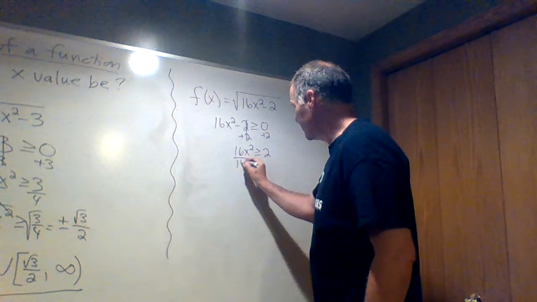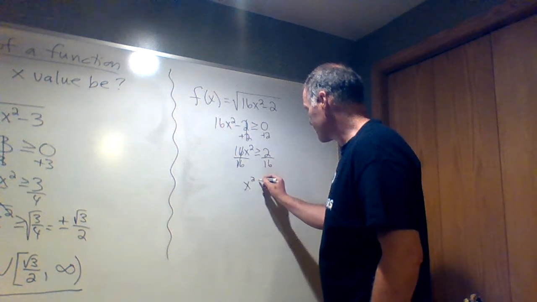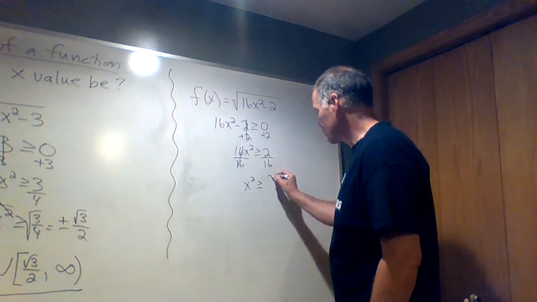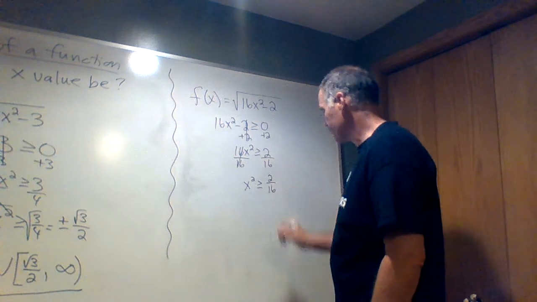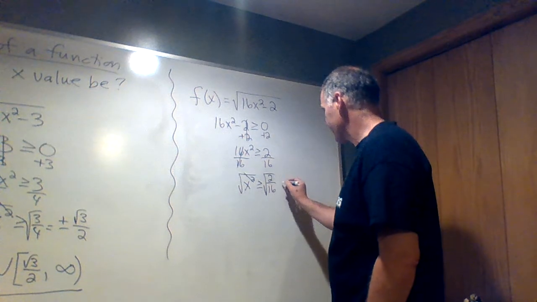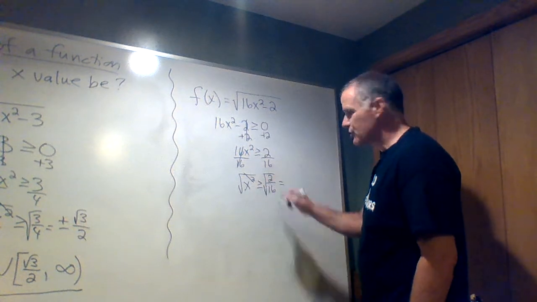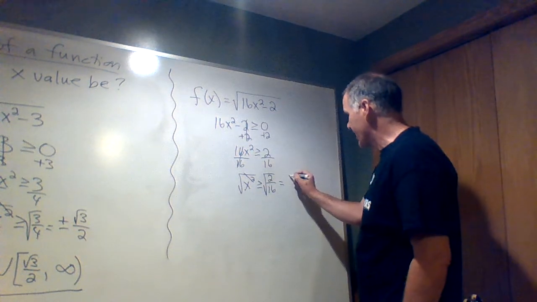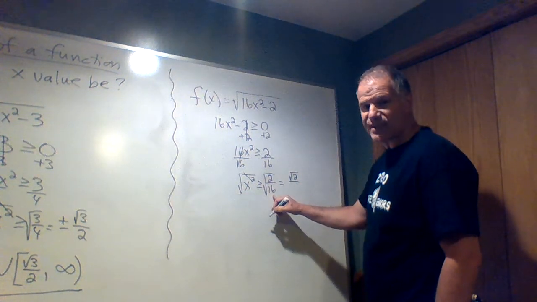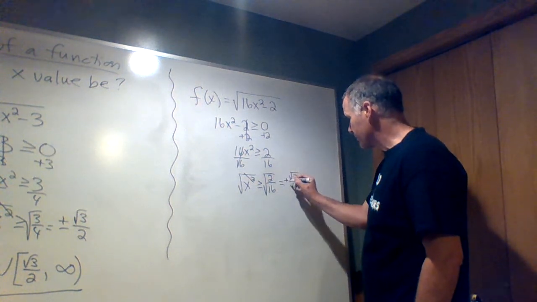Okay, divide away the 16. So x squared greater than or equal to 2 over 16, square root both sides. And we're pretty much at the end here again. Square root of 2 cannot be broken down. So that actually stays square root of 2. 16, though, remember, square root of 16 is a perfect square. So that can become 4. And then we put our plus or minus in.